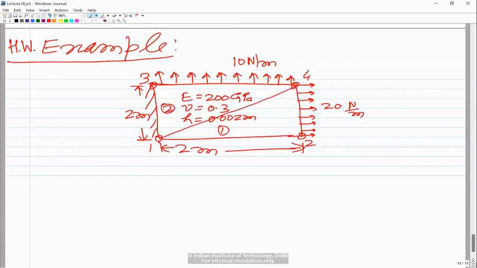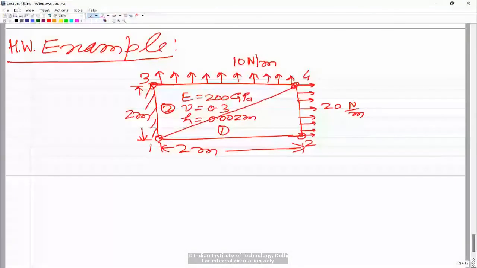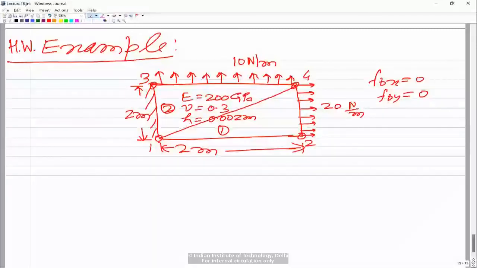So essentially, for each element you have to get the stiffness matrix, which would be a 6 by 6 matrix, and fbx and fby are 0 for both the elements. Here fbx is equal to 0, fby equal to 0. Only these boundary forces are there. So you have to calculate, and the calculations are similar to the heat transfer problem. Then assemble and solve for the displacements at node 2 and 4. So you have to find out u2, v2, u4, v4, because there are two displacements at node 2 and two displacements at node 4. So model using two triangular elements.